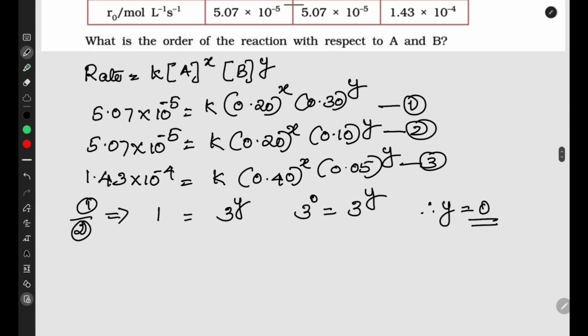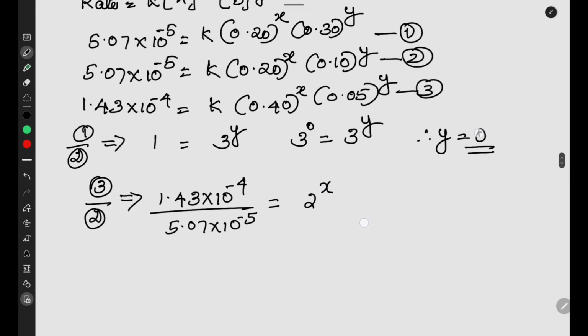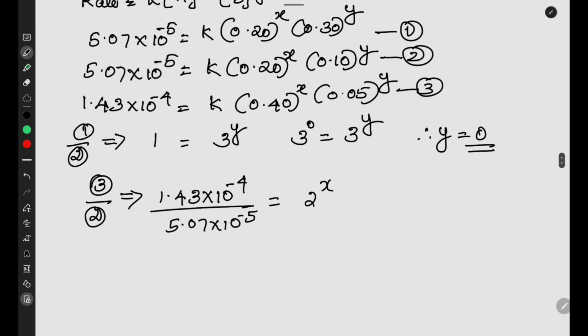Now similarly equation 3 by equation 2. 1.43 into 10 raised to minus 4 divided by 5.07 into 10 raised to minus 5 equal to, K and K cancel, and Y term is 0. Any quantity raised to 0 is equal to 1. So we will get 2 raised to X. 1.43 divided by 5.07, when we divide you will get 2.821, that is equal to 2 raised to X.